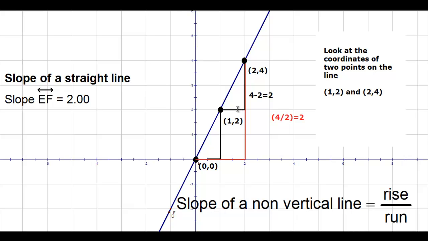And you have to be very careful that you keep the same order. That is, if you choose to subtract the y coordinate of this one from this point here, then for the run you're subtracting this coordinate from this one. And therefore the slope is how much? The slope is 4 minus 2 over 2 minus 1, that is 2 over 1, and that equals 2.